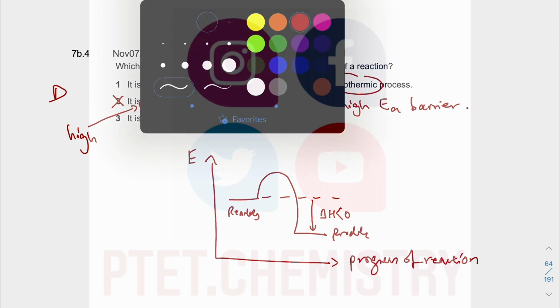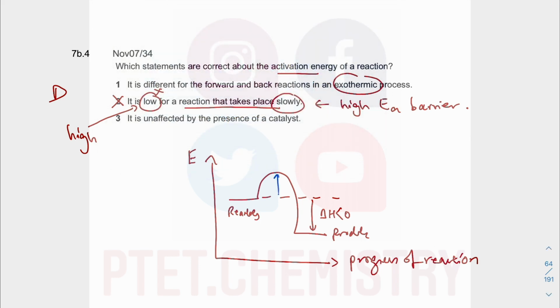So if I draw in a different color, this is the activation energy of the forward reaction. That is from the reactant to the top of the peak. If you have the backward reaction, that means you're going from product to reactant, so you have to go through this top peak. We call it the hump. So from the product energy level to the top of the peak, that is the activation energy of the reverse, or you can call it the backward reaction. And clearly you can tell the magnitude is different.